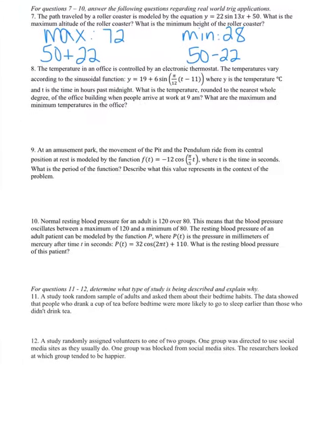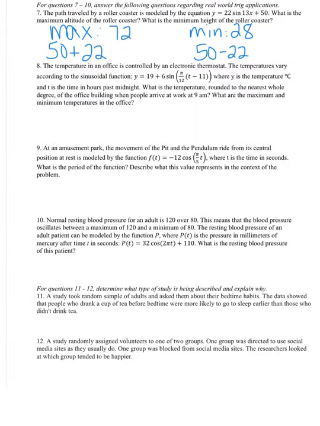For number 8, this is talking about the temperature in an office controlled by a thermostat. So the temperatures vary. Y is temperature in Celsius, and T is the time in hours past midnight. So the first question, what is the temperature when people arrive at work at 9 a.m.? So 9 a.m., it's been 9 hours since midnight. So in your calculator, you should be in radian mode. For T, you are going to plug in 9.